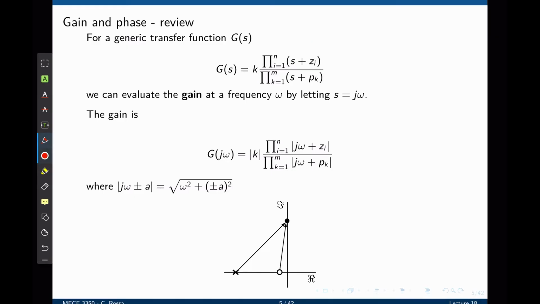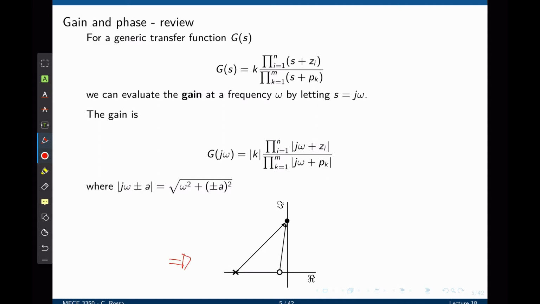We can evaluate the gain of this transfer function at a given frequency by simply replacing s with j omega. The gain of this transfer function is simply the magnitude of the transfer function, and the magnitude of this transfer function is the magnitude of this constant gain K times the product of the magnitude of all zeros divided by the product of the magnitude of all poles. Remember that by placing a point on the s-plane, the distance to the origin is the magnitude of that point or that pole or zero, and the angle that it forms with respect to the real axis is the phase of that specific pole or zero.